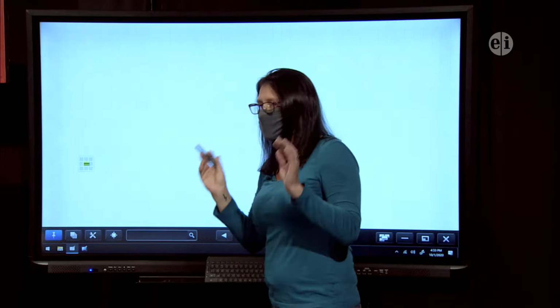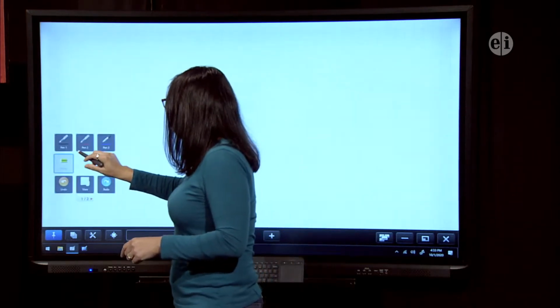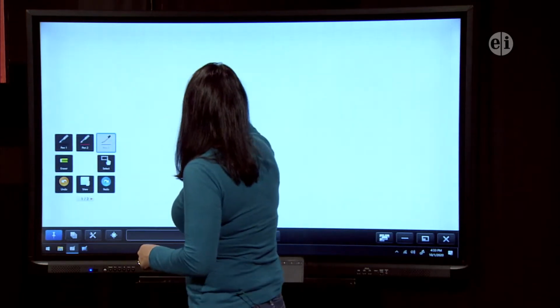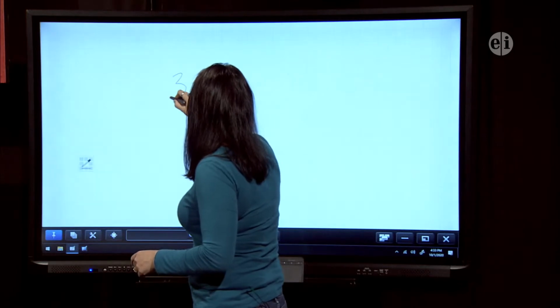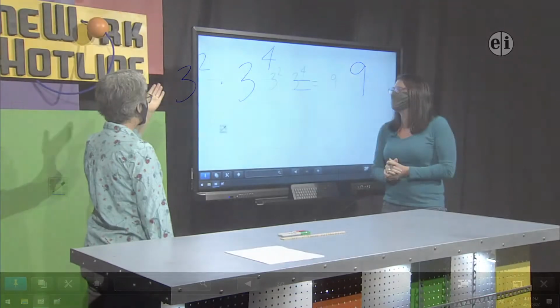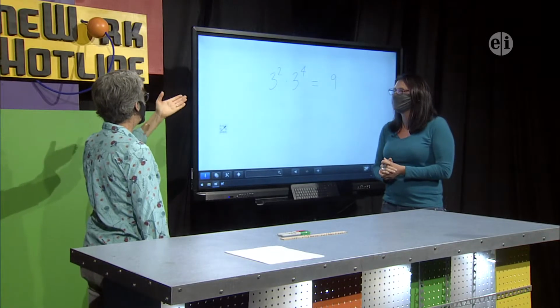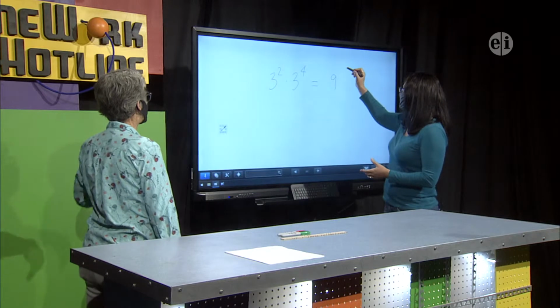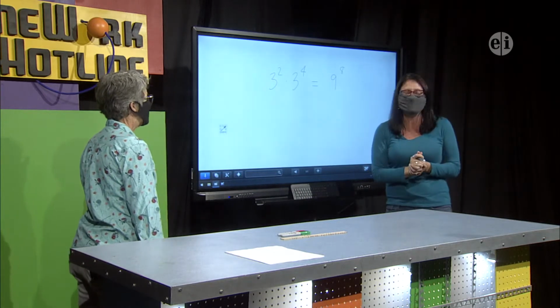All right, so we'll do 3 squared times 3 to the 4th. Do you want to guess what someone might do that might be wrong here? I don't know. Okay, sure. They could go 3 times 3 and write a 9. And then they'd go 4 plus 2, or 2 times 4, and that's 8. That is very typical.